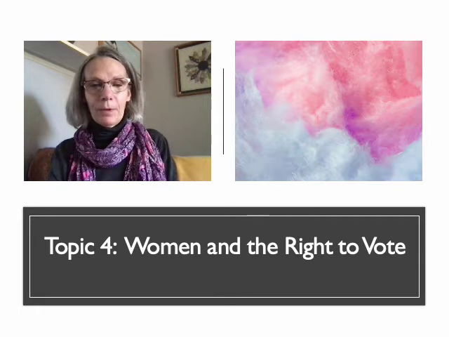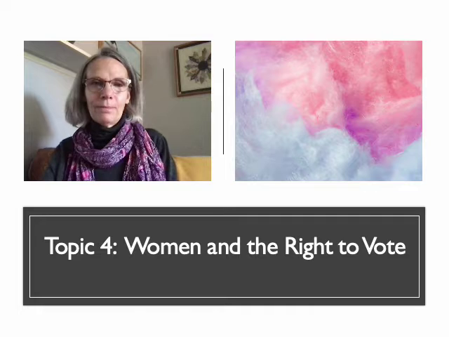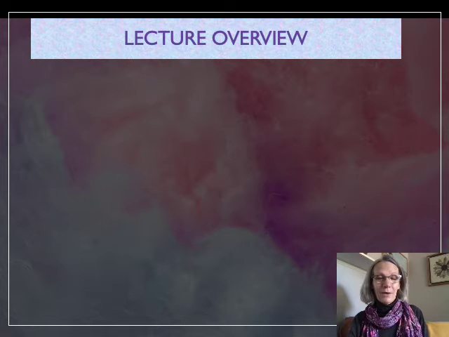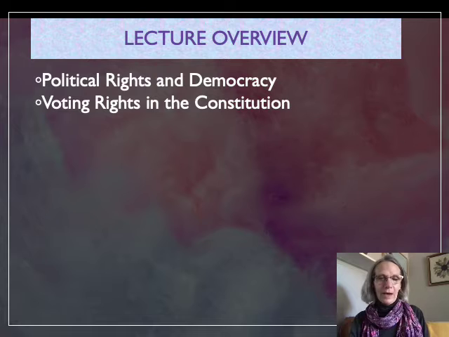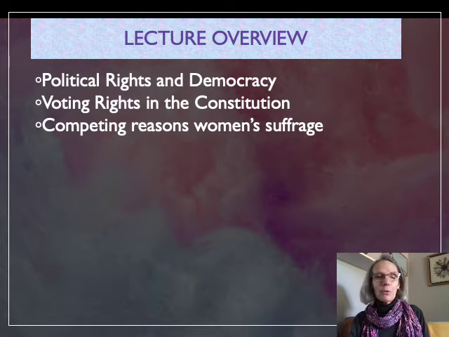And in this lecture, we're going to be learning about women and the right to vote. So what are we going to be covering in this lecture? Well, first we're going to talk about the importance of political rights to a democratic government. Next, we're going to be talking about voting rights in the United States Constitution. And then we're going to look at the two reasons that were given to argue for why women should be given the right to vote. Or as it says there, competing reasons for women's suffrage.